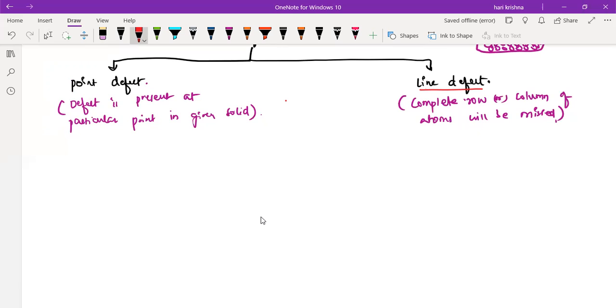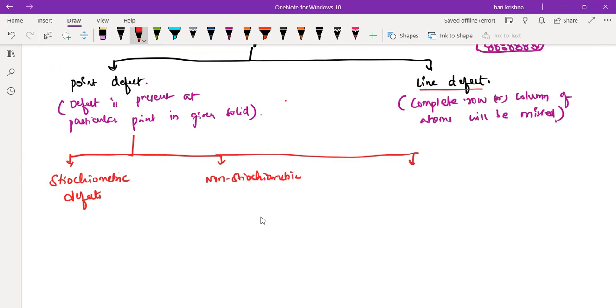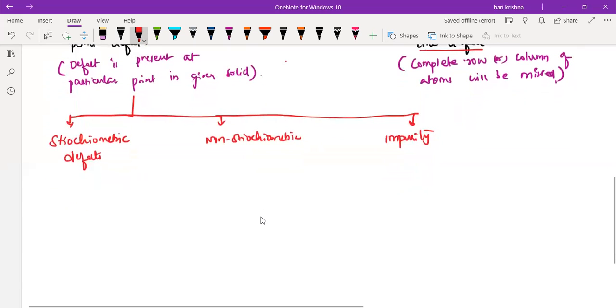So point defects are again classified into three different types. One is stoichiometric defects. The next one is non-stoichiometric. And the third one is an impurity defect. For line defects, there is no further classification, but only for the stoichiometric defects, non-stoichiometric defects, and the impurity defect do we have further points.